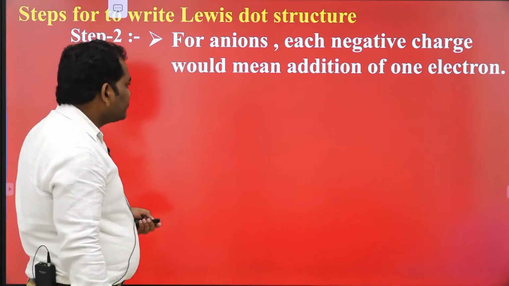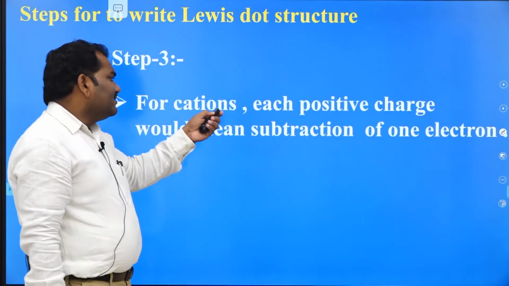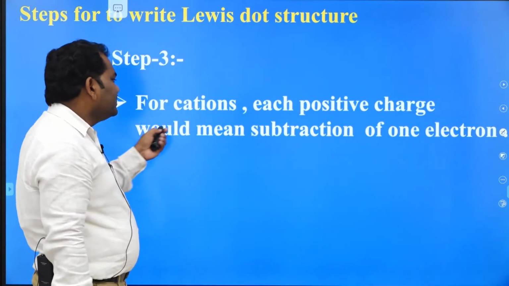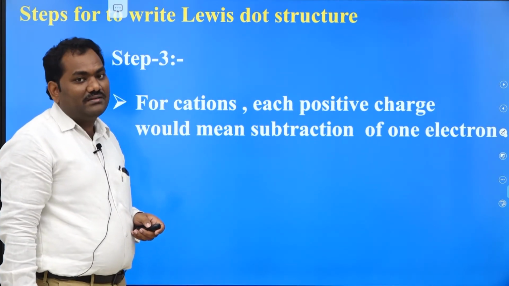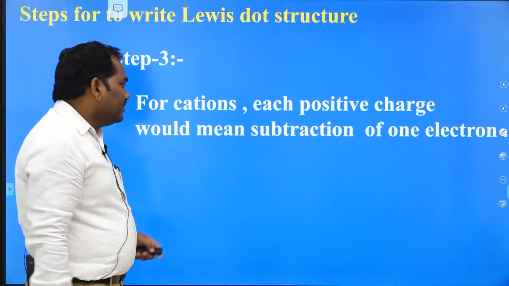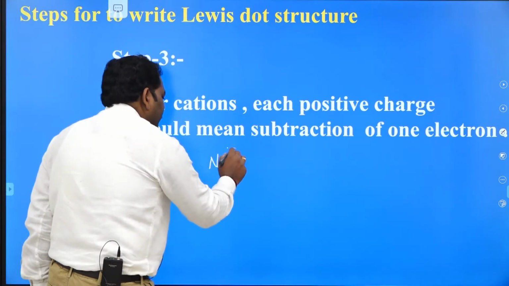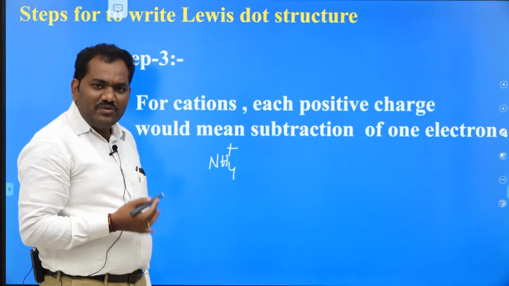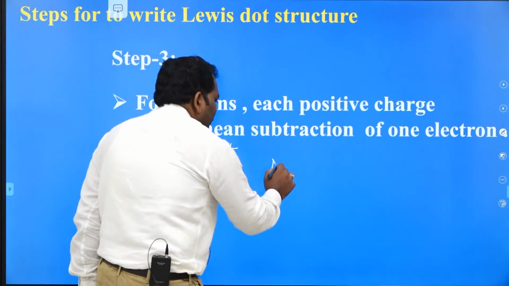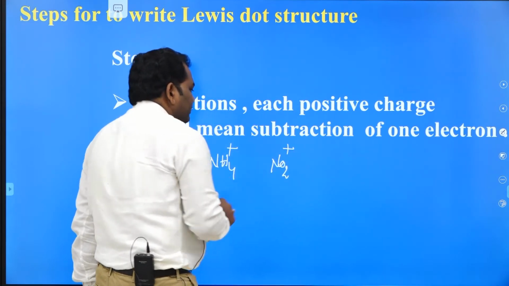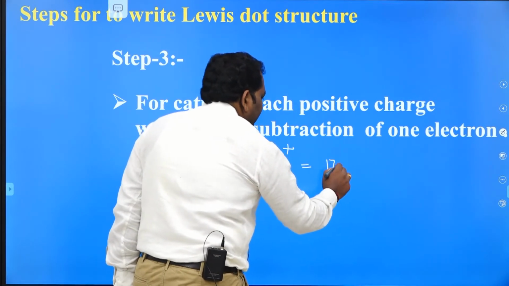Okay, clear? The third step is that for cations, each positive charge means subtraction of 1 electron. Clear? For example, take NH4 plus or NO2 plus. NO2 plus is also present. Already we calculated for NO2 minus; NO2 contains 17 electrons.